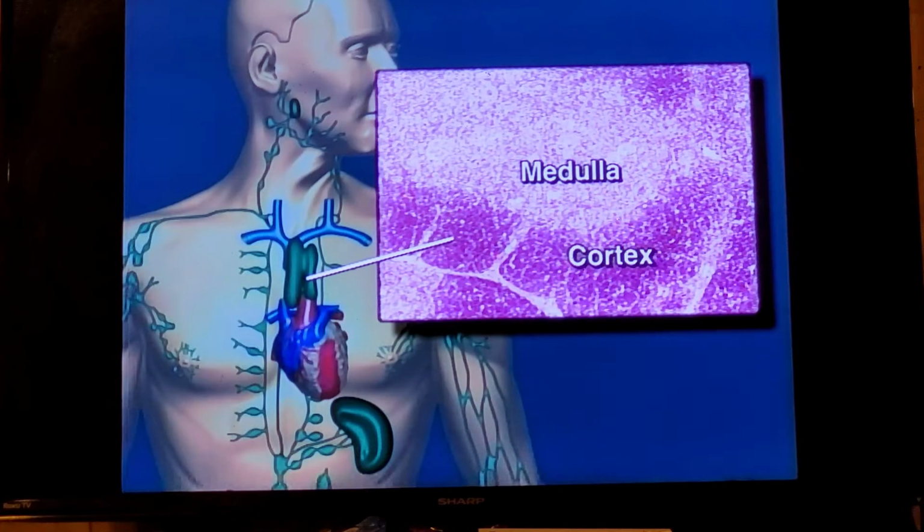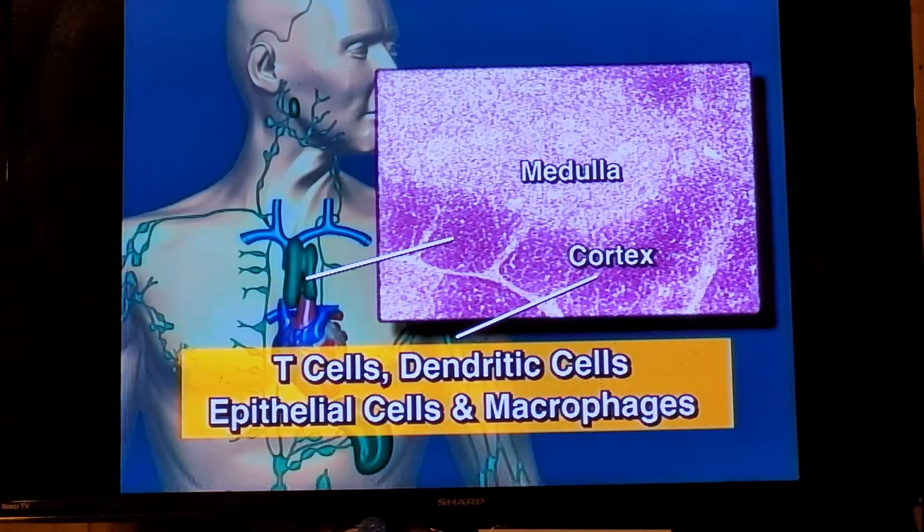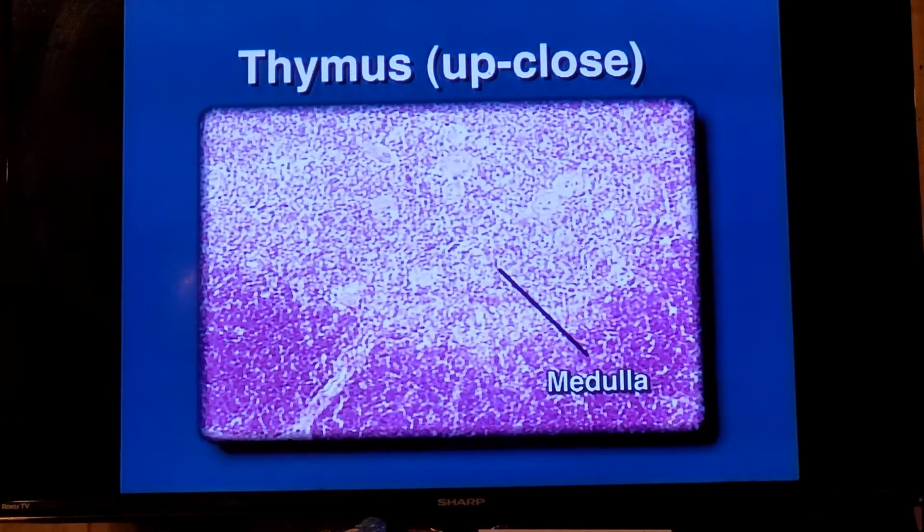The cortex contains a considerable number of T cells, as well as scattered dendritic cells, epithelial cells, and macrophages. Of all the developing T cells in the cortex, only about 2% survive. The medulla contains more mature T cells, epithelial cells, dendritic cells, and macrophages. Clusters of epithelial cells called thymic corpuscles may serve as sites of T cell death in the medulla, although this is not certain.